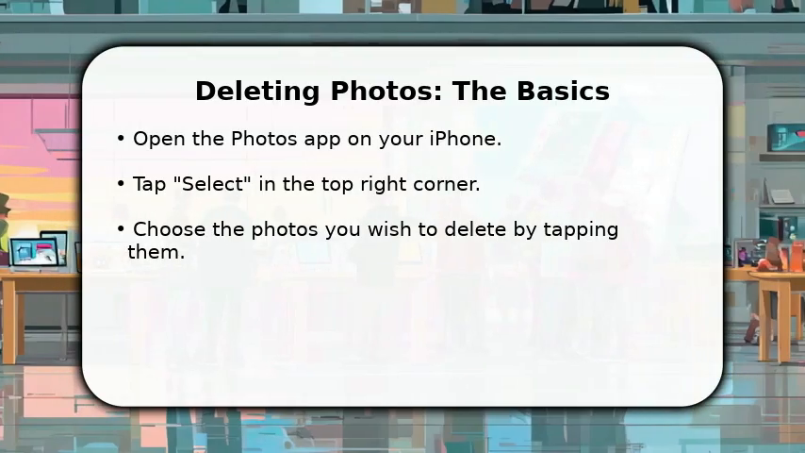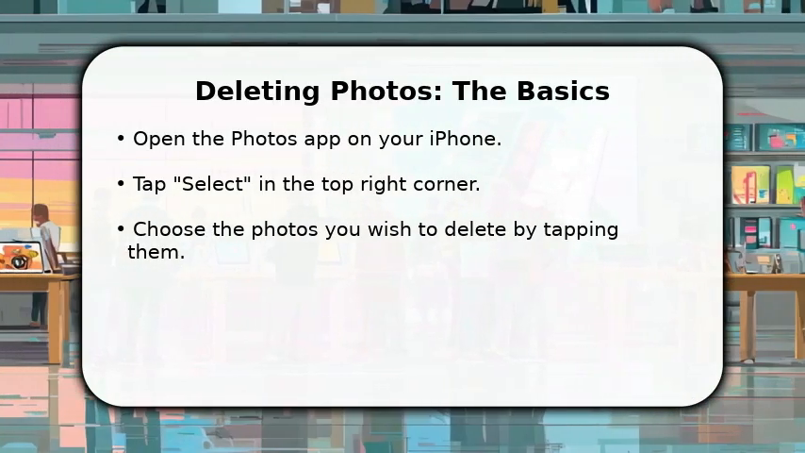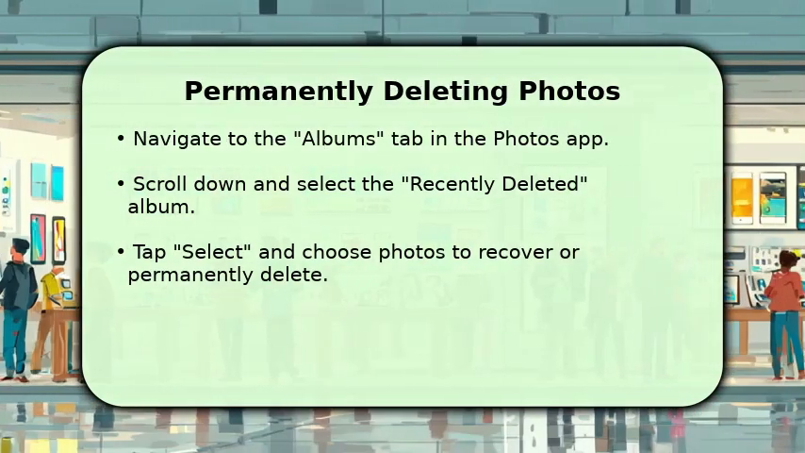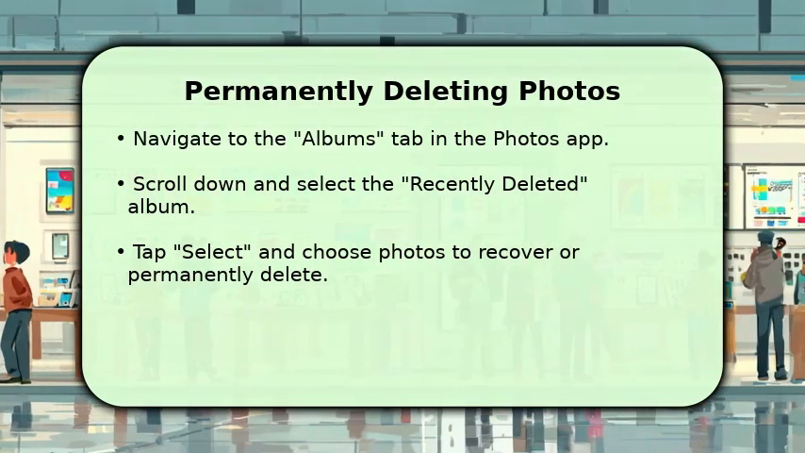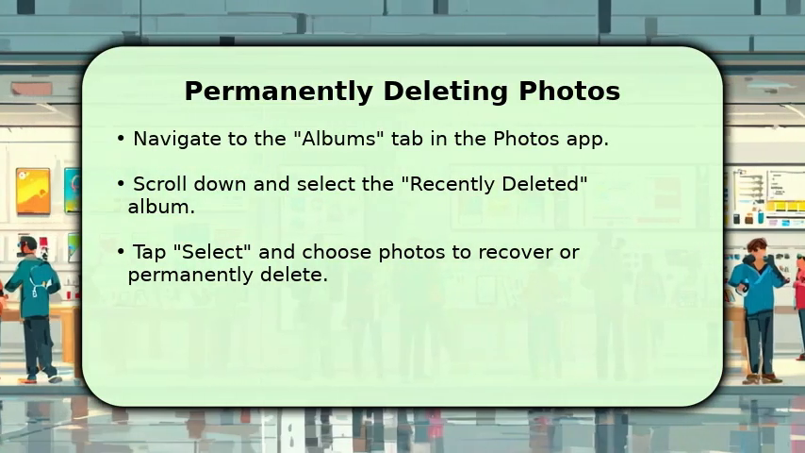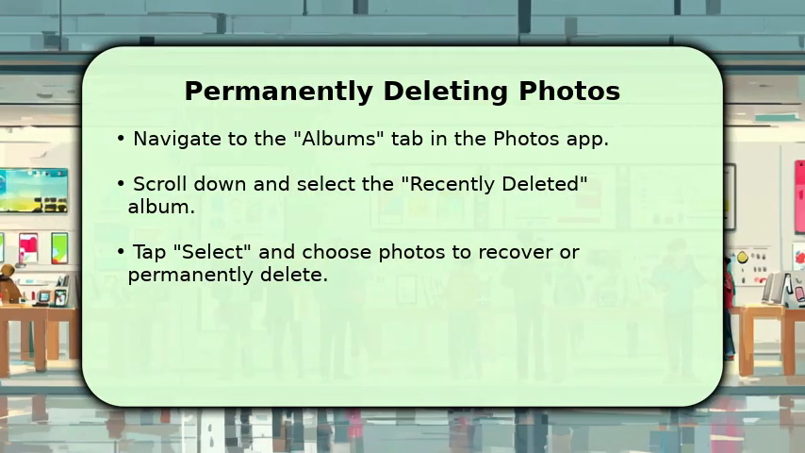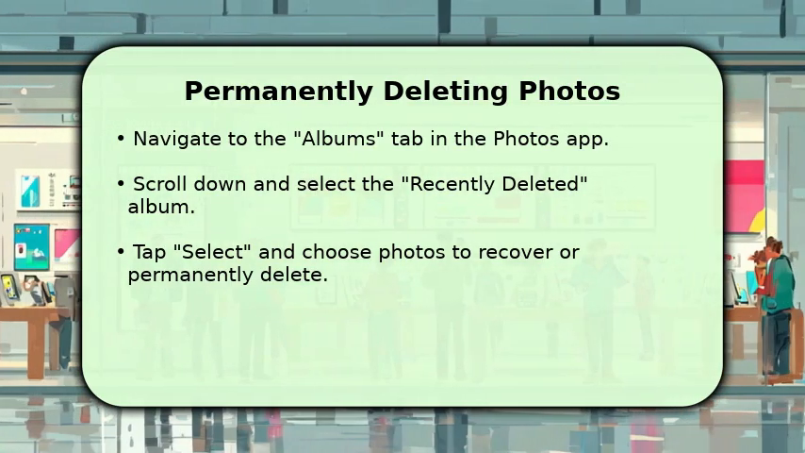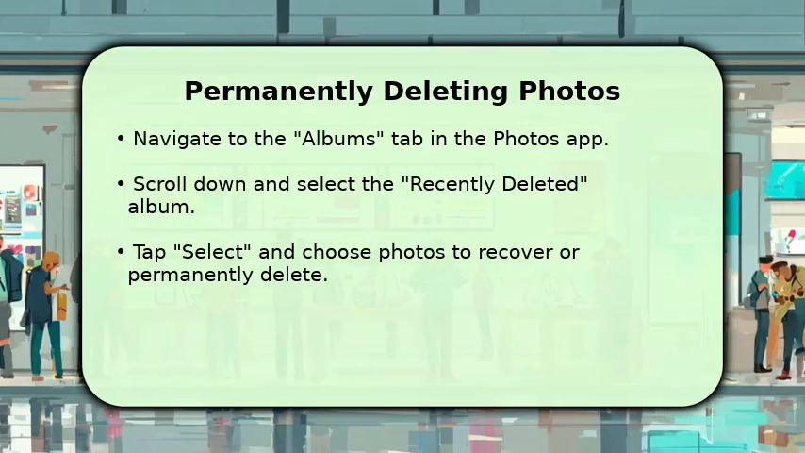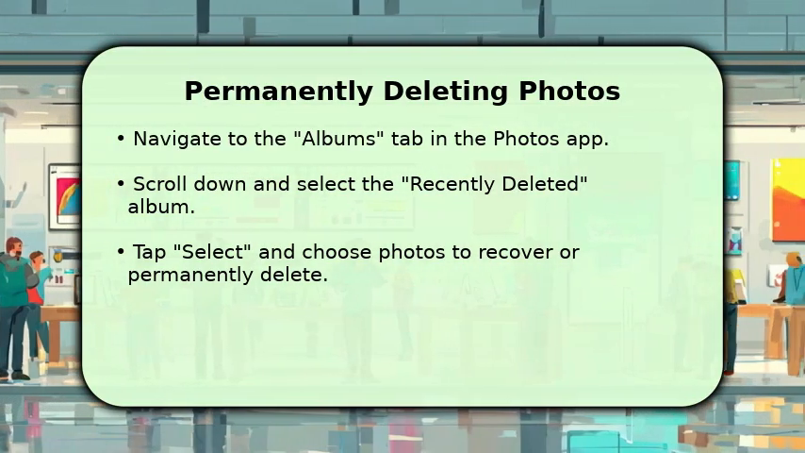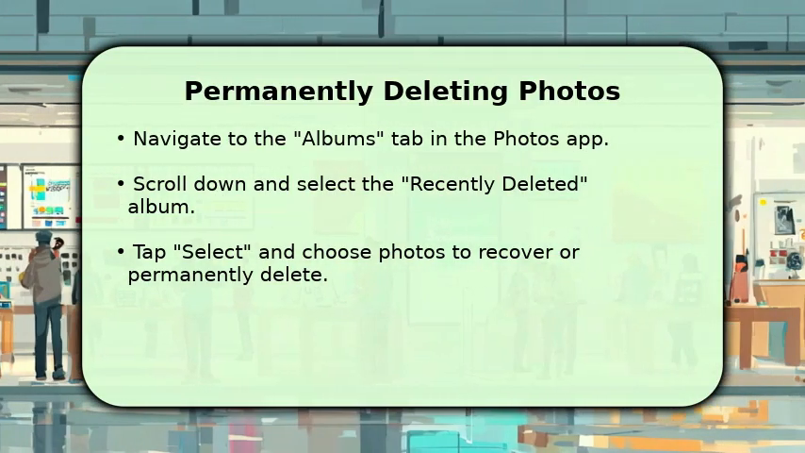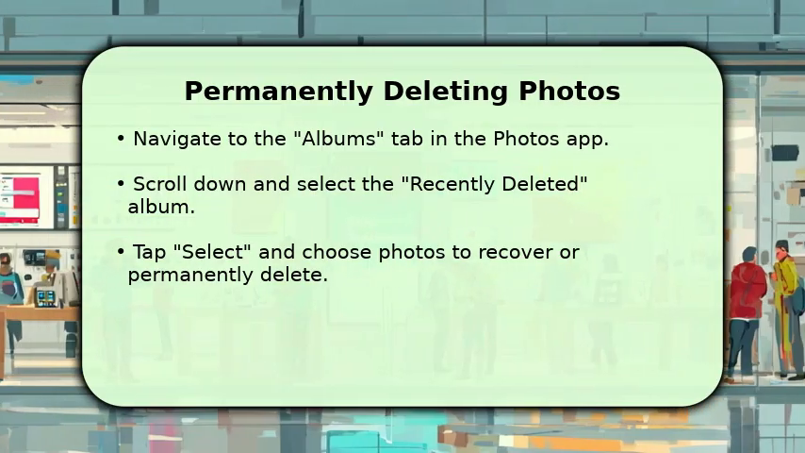These photos will then be moved to your recently deleted album, a temporary holding spot. After moving photos to recently deleted, they aren't gone forever just yet. To permanently remove them, go to the Albums tab and scroll down to find Recently Deleted. Inside, you'll see all your recently removed items. Tap Select to choose specific photos you want to either recover or delete permanently. Remember, anything in this album will automatically be removed after 30 days if no action is taken.